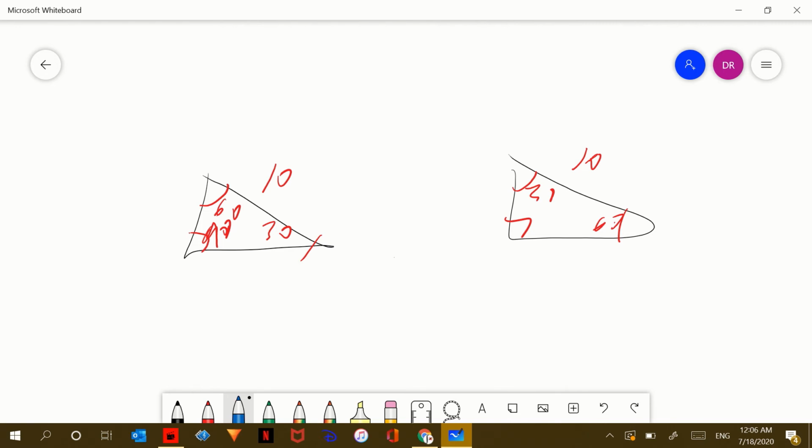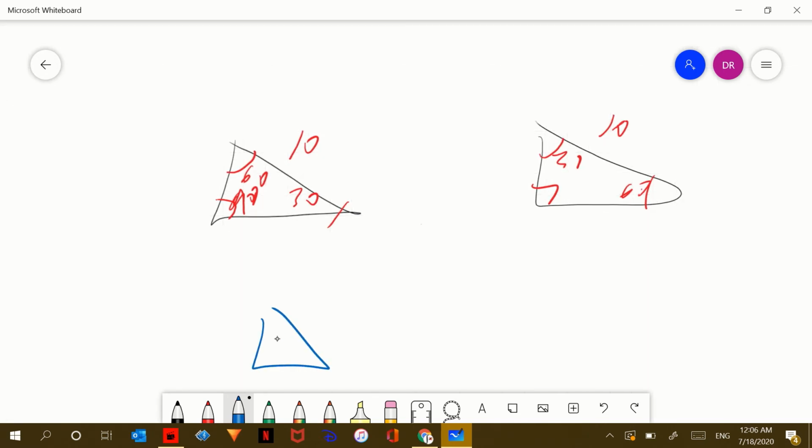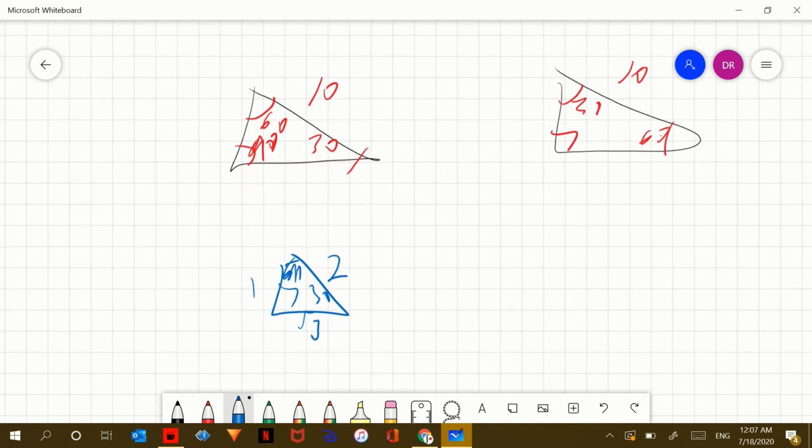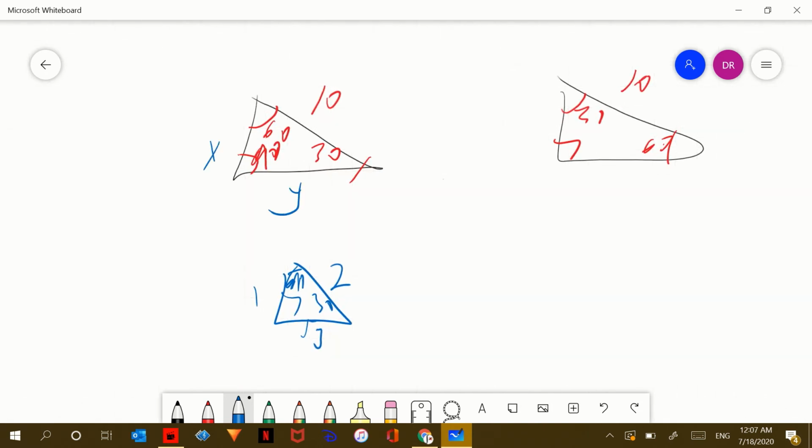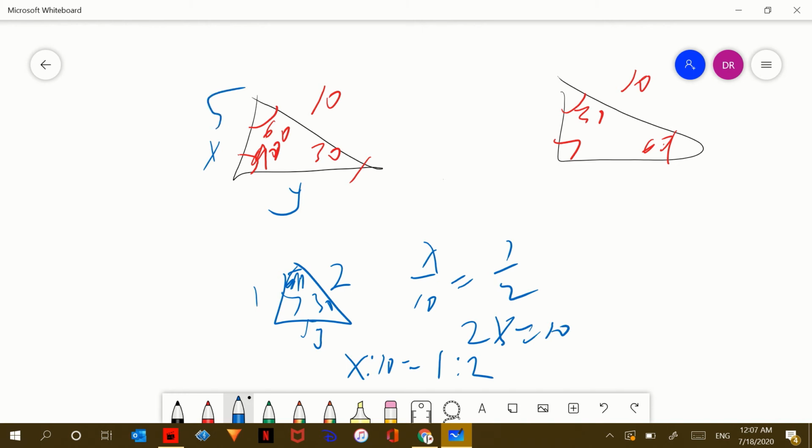So again, we know 60, 30. The ratio would be 1, square root of 3, 2, because opposite of 60 is square root of 3, opposite of 30 is 1, and opposite of 90 is 2. So let's name this x and that y. The ratio between x and 10 is equal to 1 and 2, right? So write it out like this, cross multiply, so you get 2x is equal to 10, divided by 2 is 5. So you get that x is equal to 5.